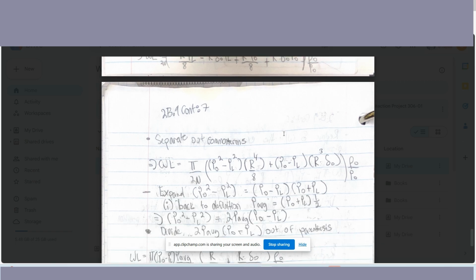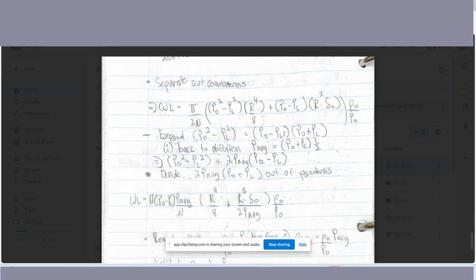So that's P0 squared minus PL squared, and you get R to the 4. Okay, so you get these two terms. And then you have P0 and PL here. So that's R cubed sigma 0. So that's just factoring stuff out, making it look nicer, I guess. So expand P0 squared minus PL squared.